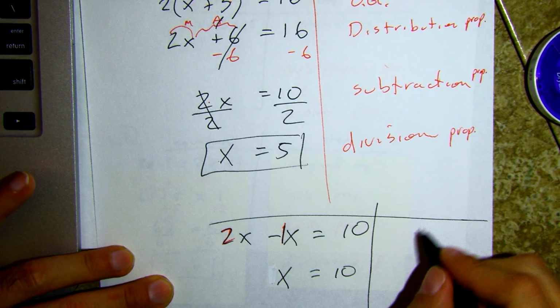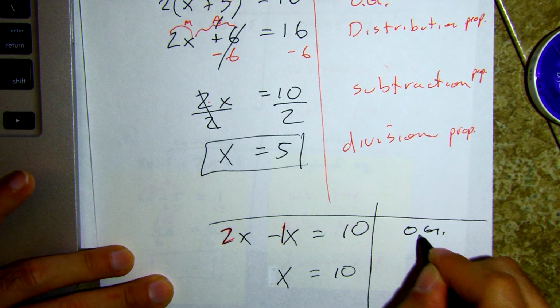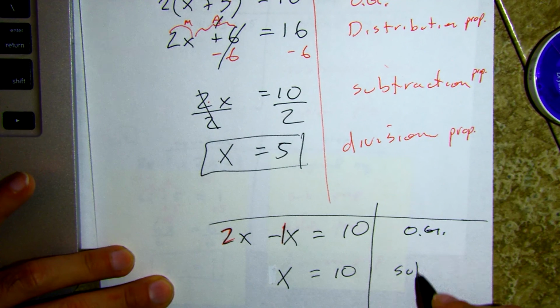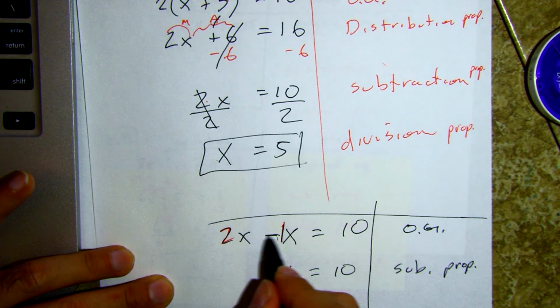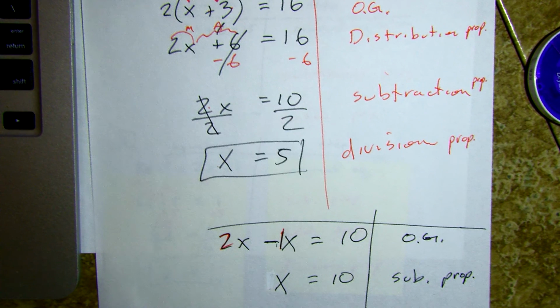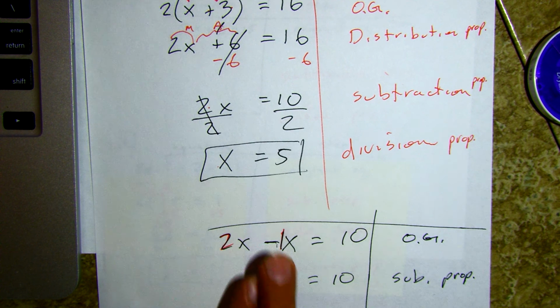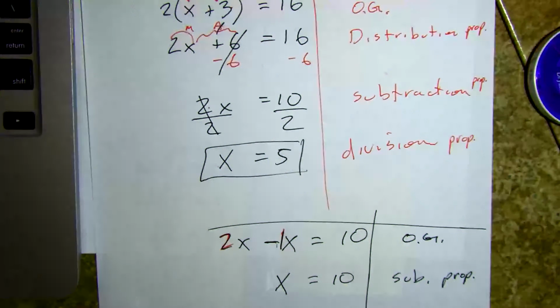And for that, if I was doing this from the homework, you would say this is the original. And what did I do? I used the subtraction property to combine those like terms. Good question. Thanks, Mia, for bringing that up. Okay. So when you combine like terms, you're also doing the property. You're doing the operation that you need.